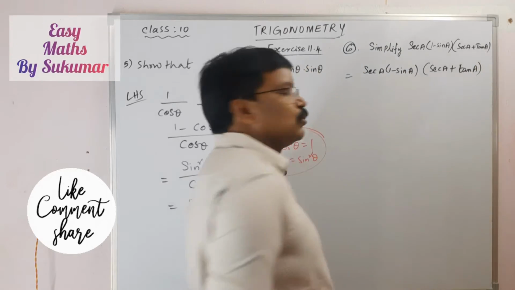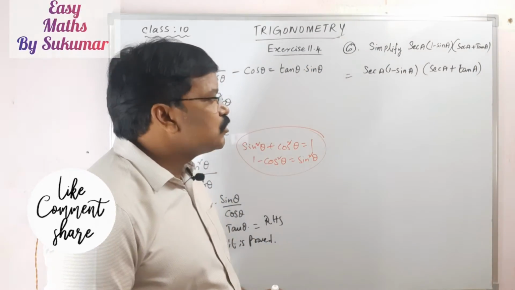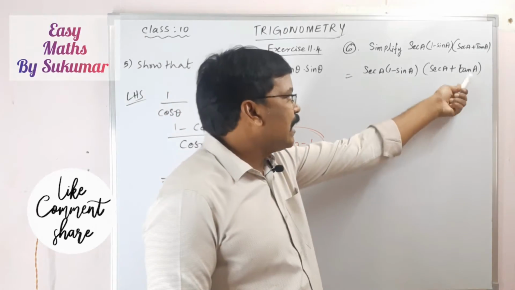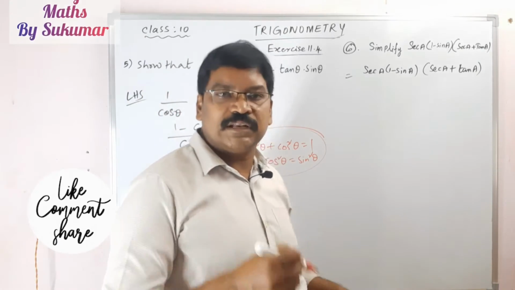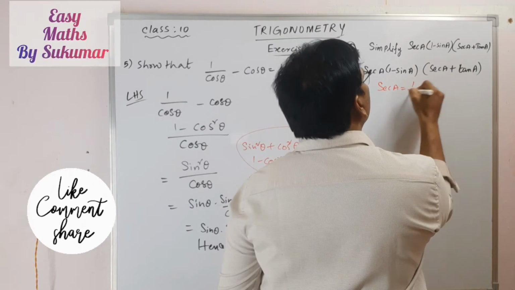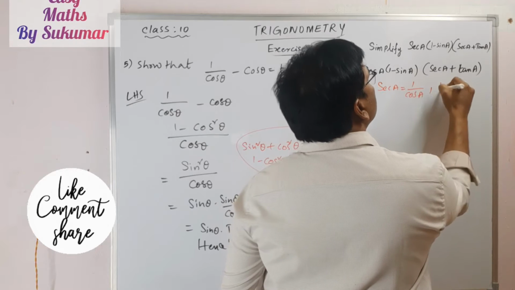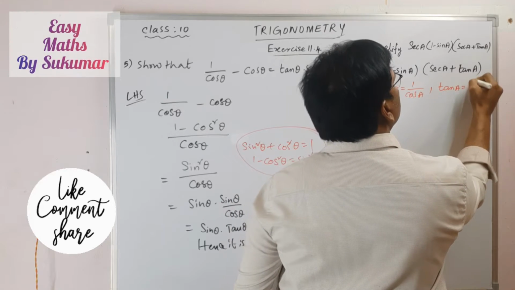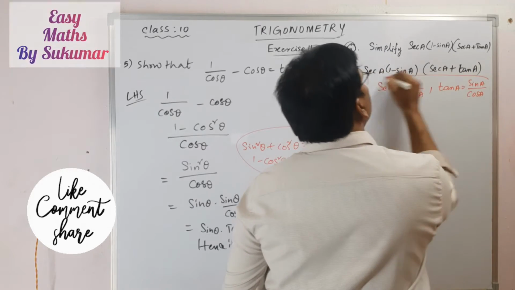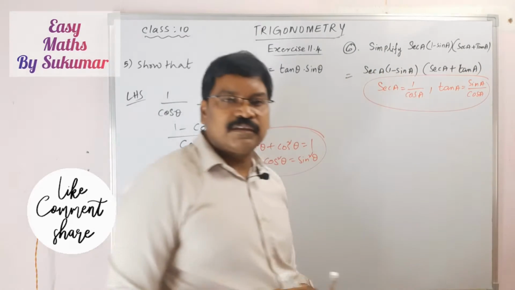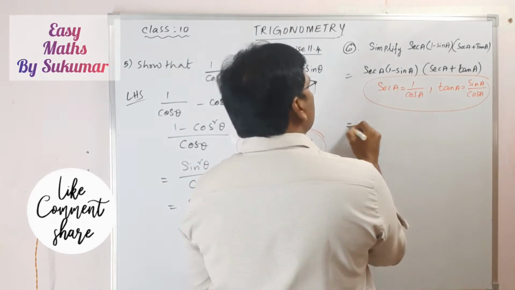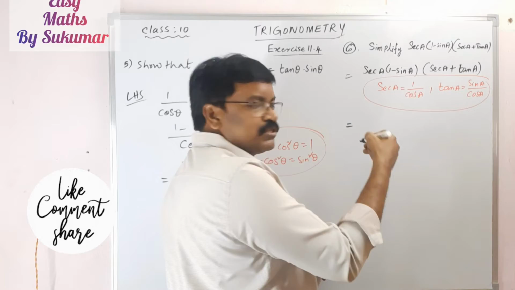Right. Look here. Now let us use here this secant A means 1 by cos A. Tan A means sin A by cos A. Let me write here. Secant A means what? 1 by cos A. And this tan A means what? Sin A by cos A. I am just changing the secant A and tan A in terms of sin and cos.